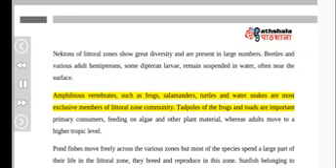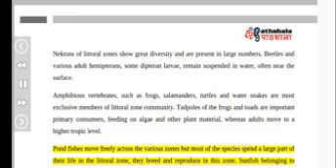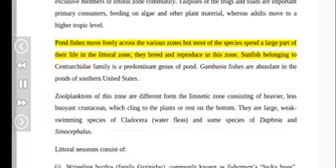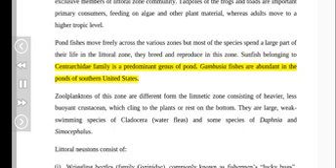Amphibious vertebrates, such as frogs, salamanders, turtles, and water snakes are most exclusive members of the littoral zone community. Tadpoles of the frogs and toads are important primary consumers, feeding on algae and other plant material, whereas adults move to a higher trophic level. Pond fishes move freely across the various zones, but most of the species spend a large part of their life in the littoral zone. They breed and reproduce in this zone. Sunfish belonging to the Centrarchidae family is a predominant genus of pond. Gambusia fishes are abundant in the ponds of southern United States.